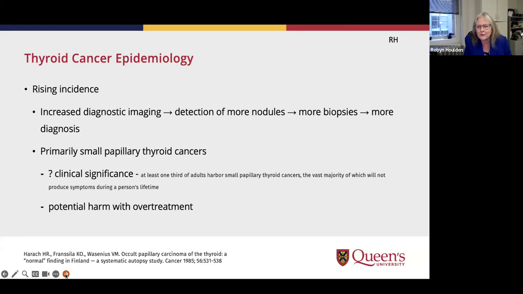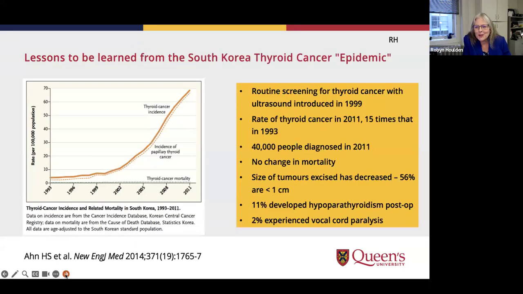And there is a potential for harm with overtreatment. If we over-investigate and over-treat, there is a potential for harm. On the next slide, the biggest example of overtreatment and potential for harm comes from South Korea. Apparently, South Korea started routine screening for thyroid cancer around 1999, and the rates of thyroid cancer escalated unbelievably, the highest rates worldwide, with routine screening with ultrasound of the neck.